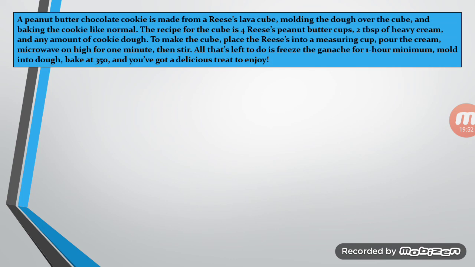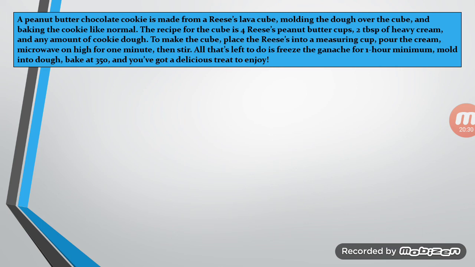Now, the final question is by far the wordiest one we've had to deal with. A peanut butter chocolate cookie is made from a Reese's lava cube, molding the dough over the cube and baking the cookie like normal. The recipe for the cube is, that should say 2 Reese's peanut butter cups, 2 tablespoons of heavy cream, and any amount of cookie dough. To make the cube, you place the Reese's into a measuring cup, pour the cream, microwave on high for 1 minute, then stir. All that's left to do is freeze the ganache for 1 hour, mold into the dough, bake at 350, and you've got a delicious treat to enjoy. I might try that after this lesson, you never know.